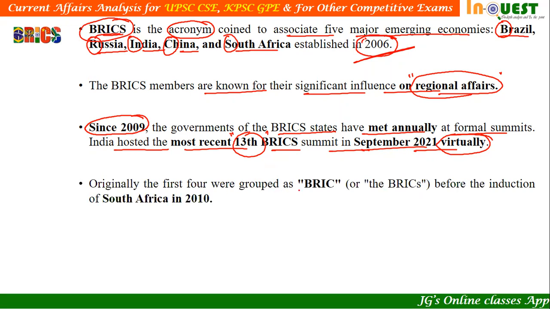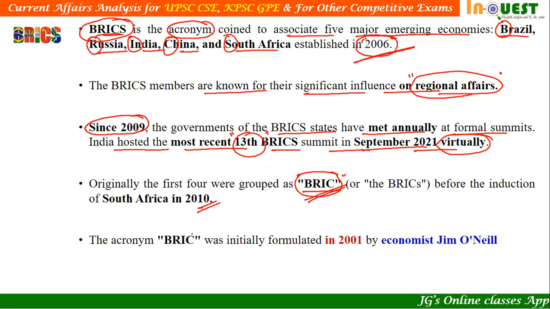Originally, the first four were grouped as BRIC. So what you need to understand here is BRICS was not BRICS before. It was only BRIC because South Africa was not in the group, and South Africa was added into the group in the year 2010. Now, who coined the name BRIC? The acronym BRIC was initially formulated in the year 2001 by an economist, that is Jim O'Neill.